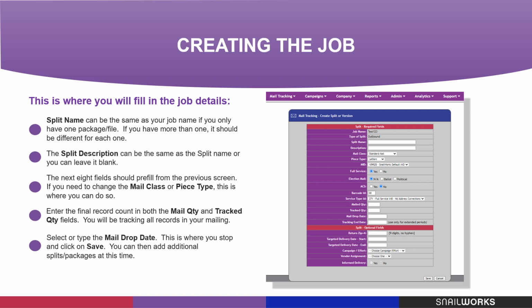The next 8 fields should pre-fill from the previous screen. If you need to change the mail class or piece type, this is where you can do so. Enter the final record count in both the mail quantity and tracked quantity fields. You will be tracking all records in your mailing. Select or type the mail drop date. This is where you stop and click on Save. You can then add additional splits or packages at this time.